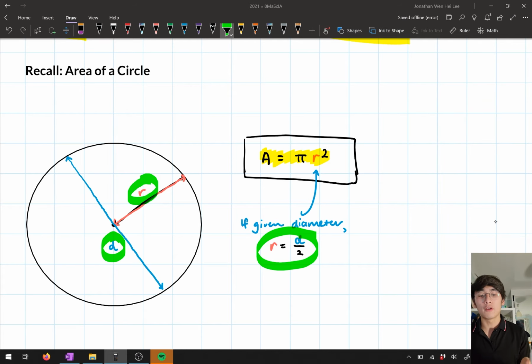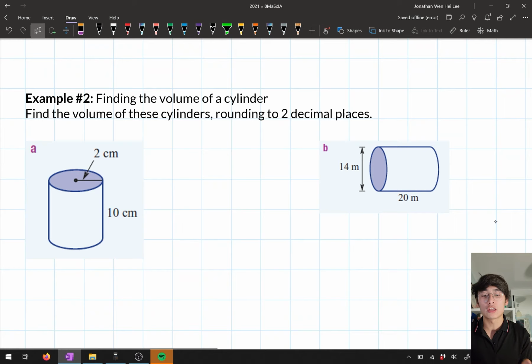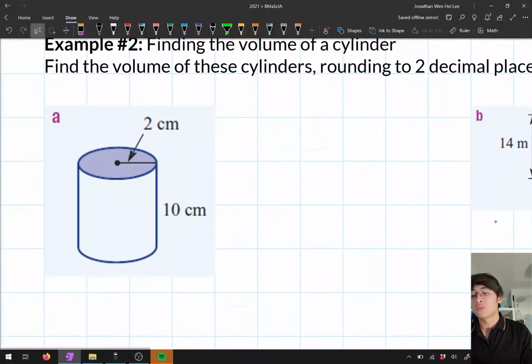So when we're trying to find the volume of a cylinder, we just use this formula to help us find the area first, and then we can apply the volume formula that we looked at earlier in this lesson. So let's have a go at a couple of examples of this. Find the volume of these cylinders, rounding to 2 decimal places. So we want this correct to 2 decimal places. Let's have a look at this first example.